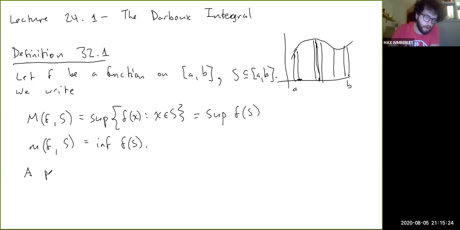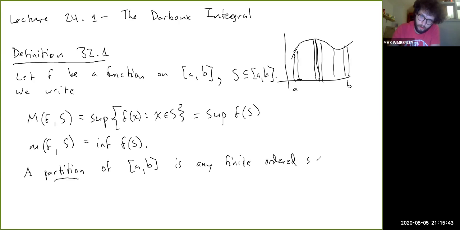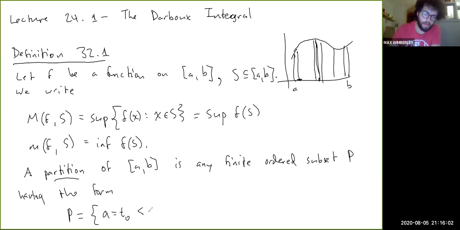So a partition of AB is any finite ordered subset P having the form P equals, so we call A t0, and then there's going to be t1, up to tn, which is going to be B.